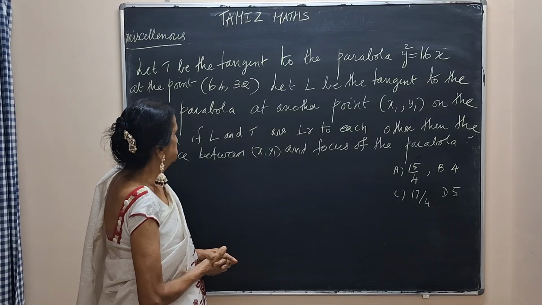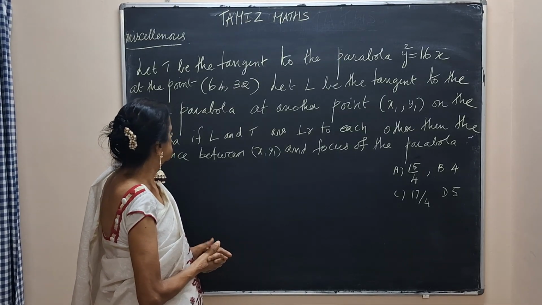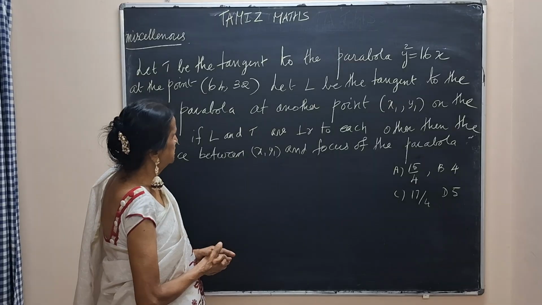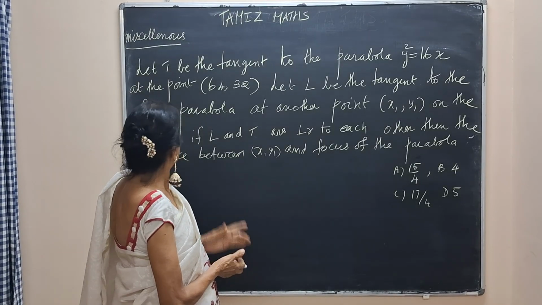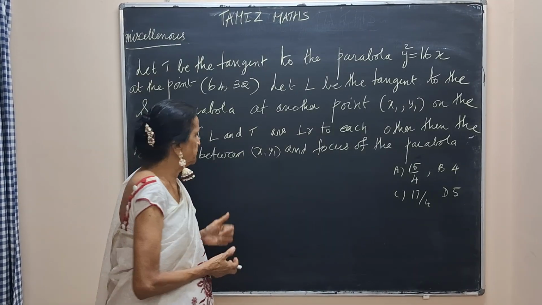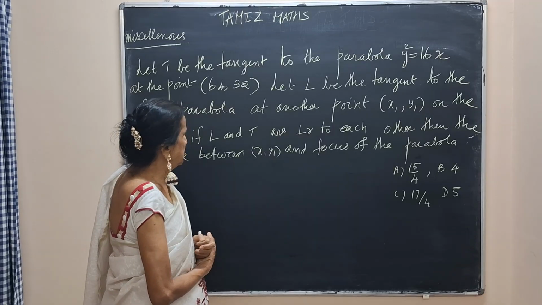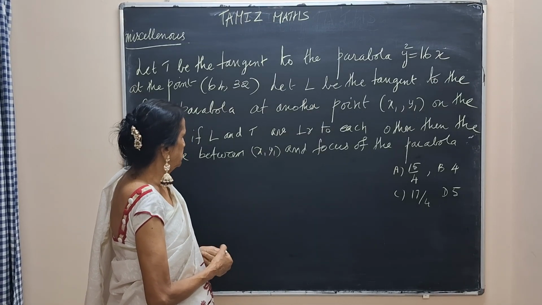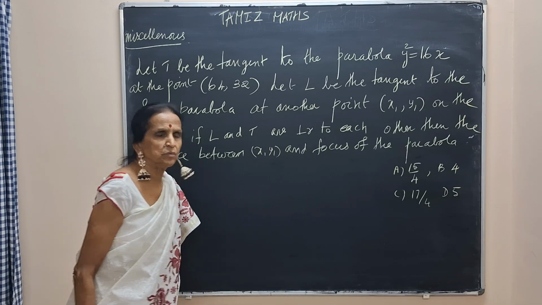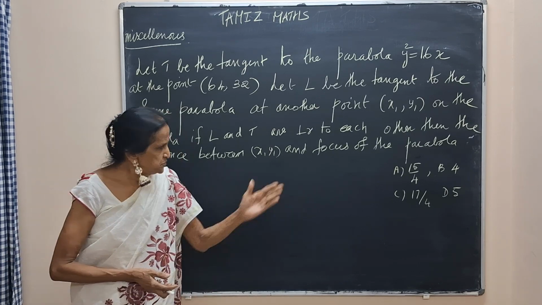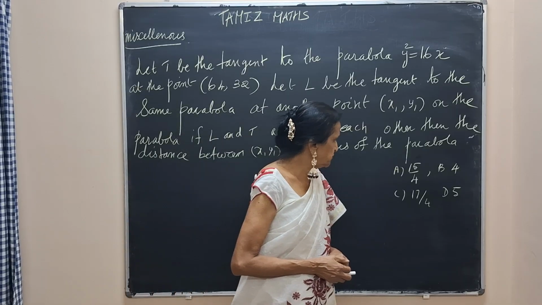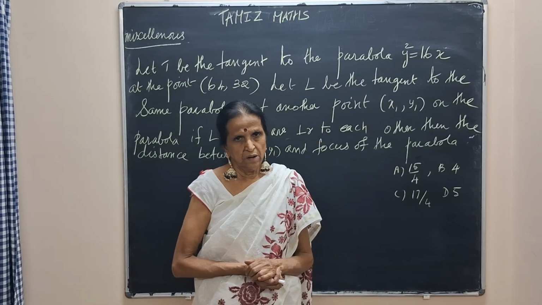T is a tangent to the parabola at the point (64, 32). L is a tangent to the same parabola at another point (x1, y1) on the parabola. (x1, y1) lies on the parabola. If L and T are perpendicular to each other, then find the distance between (x1, y1) and the focus of the parabola. Some choices given: 15 by 4, 4, 17 by 4, 5.